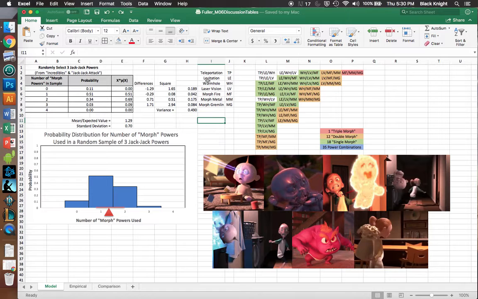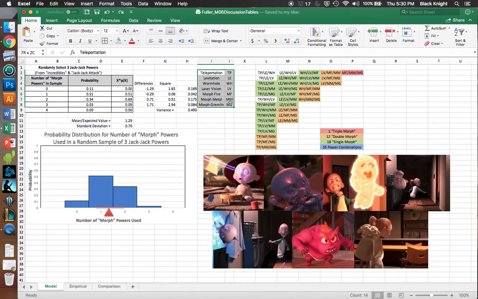So I decided to do a probability distribution using the 7 powers he demonstrates. And then I wanted to random sample 3 of those. So say he uses 3 of them in succession at random. And then I wanted to pick out the morph powers, like when he turns his body into something else. So what was the probability of him using 1 morph power, 2 morph powers, or 3 morph powers in the succession of these random uses of powers, basically.